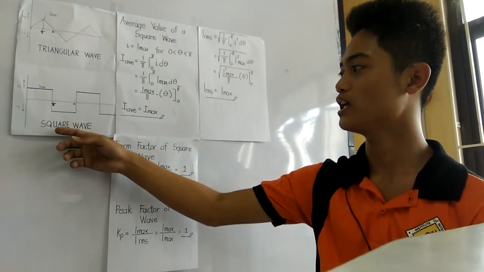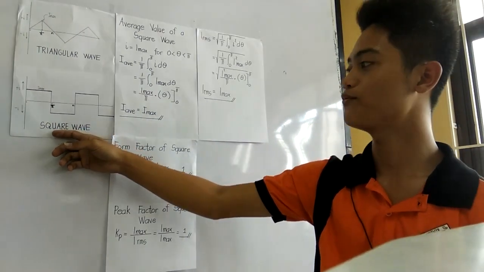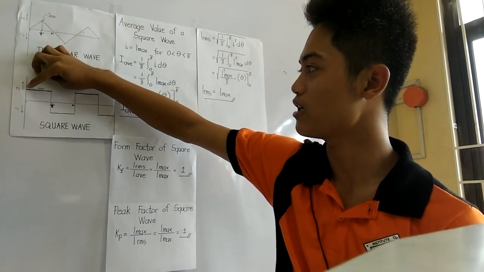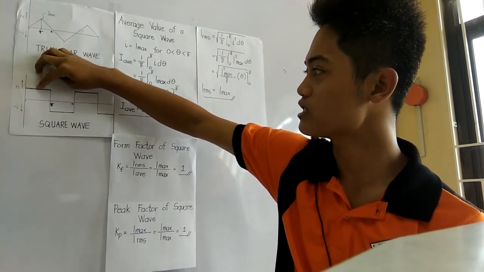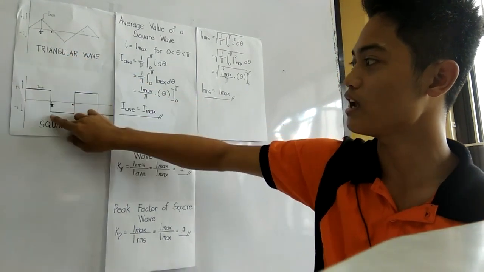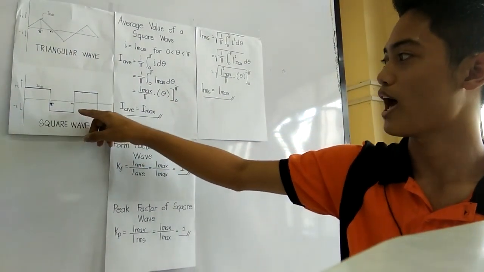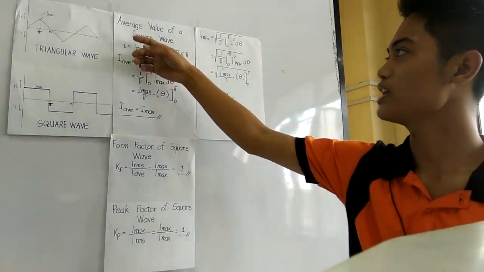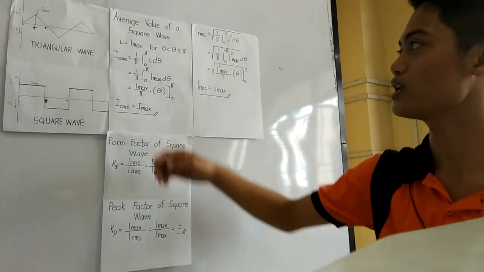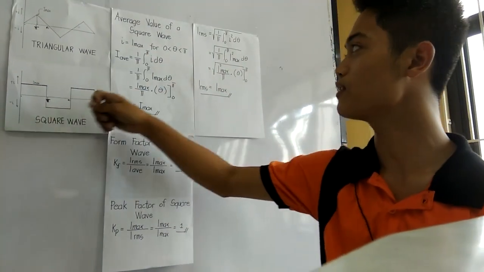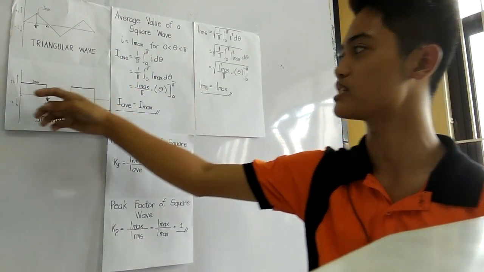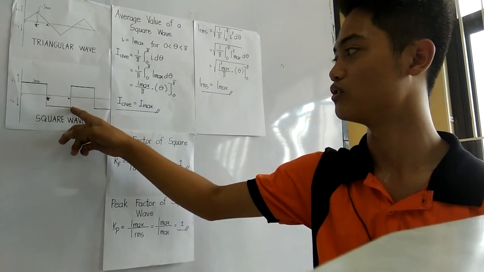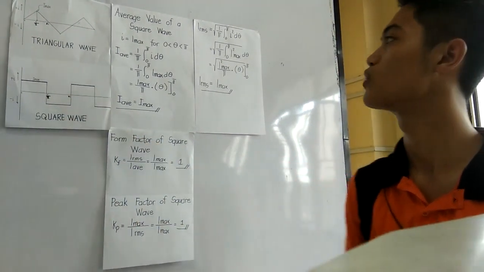And now let's go to the next waveform, which is the square wave. Square wave has a constant maximum value, then suddenly lags to the negative value and forms a periodic function. So, in finding the average value of a square wave, the instantaneous value is given in the form of I equals I maximum, since its maximum is constant and it lags to the next period.